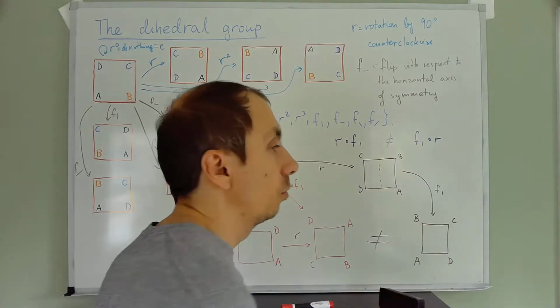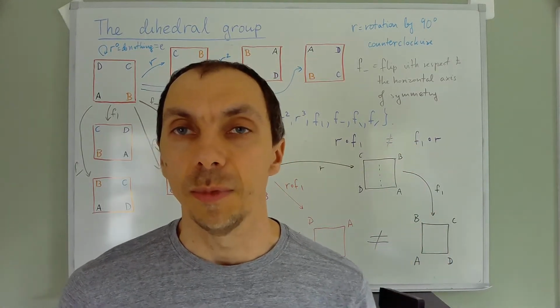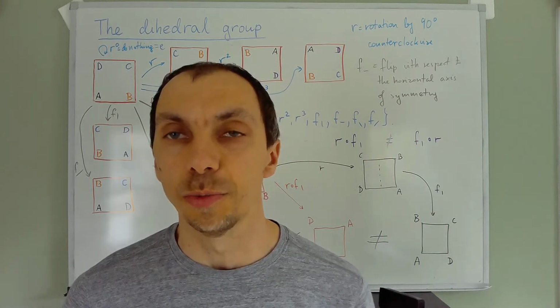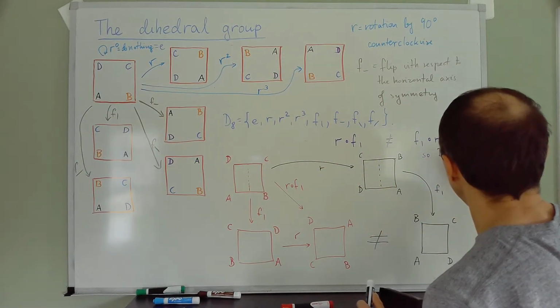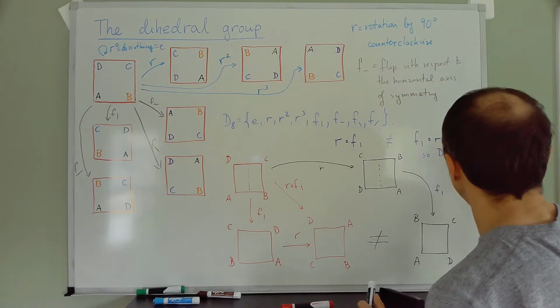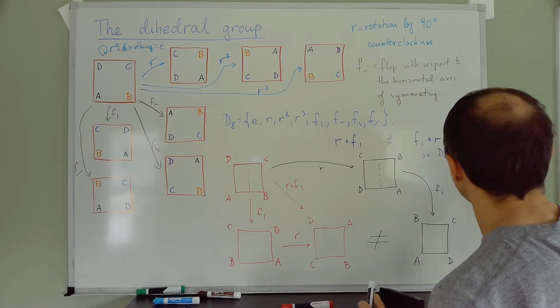Because I found one pair of elements that do not commute, that immediately means that the group is non-abelian. So D8 is not abelian.